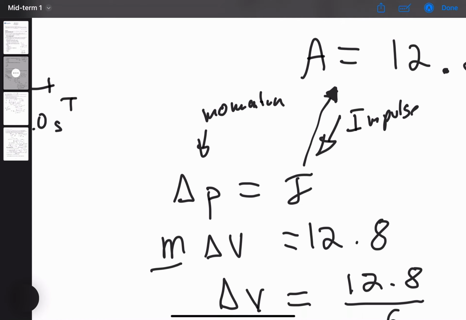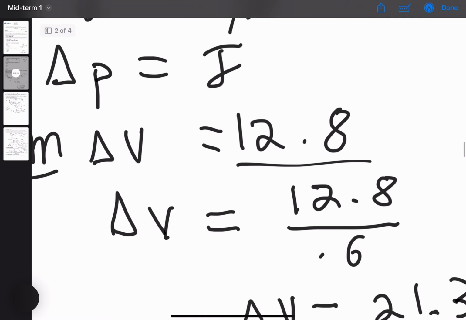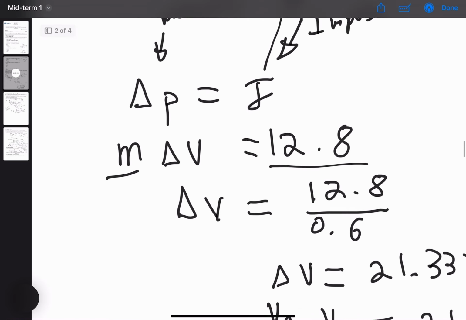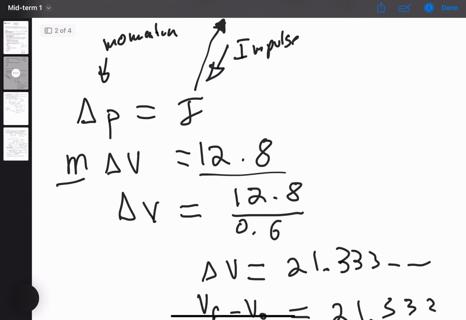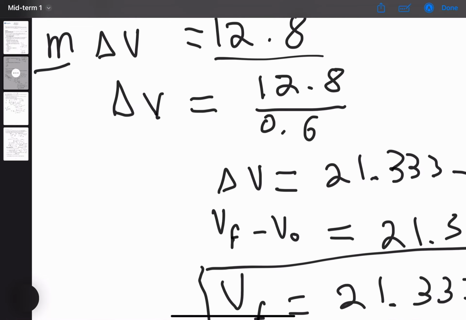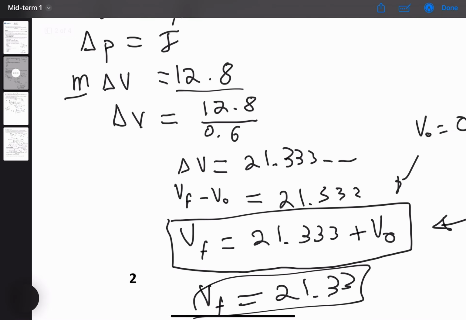So if I know the mass and I know the impulse, I know that delta v can be found by taking this division, 12.8 over 0.6. So the variation in velocity is 21.333 repeating. But now I also know that delta v is final velocity minus initial velocity. Solving for Vf, that gives this formula here, telling me that final velocity will be initial velocity plus 21.3.